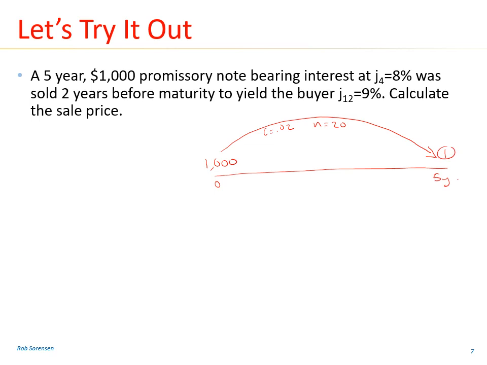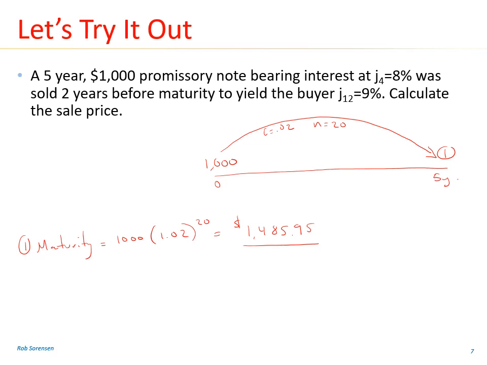Let's just work out that maturity amount now for this note. That'll be the 1,000 carried forward for 20 periods. And you end up with $1,485.95. That's the maturity value for this note.